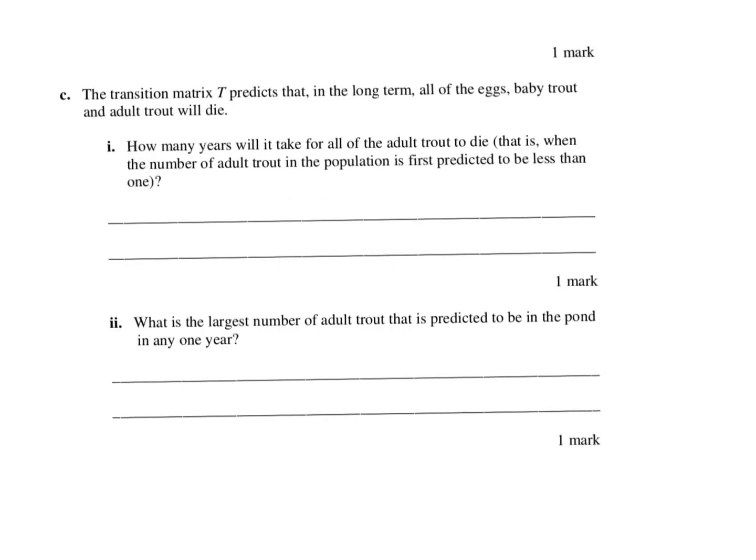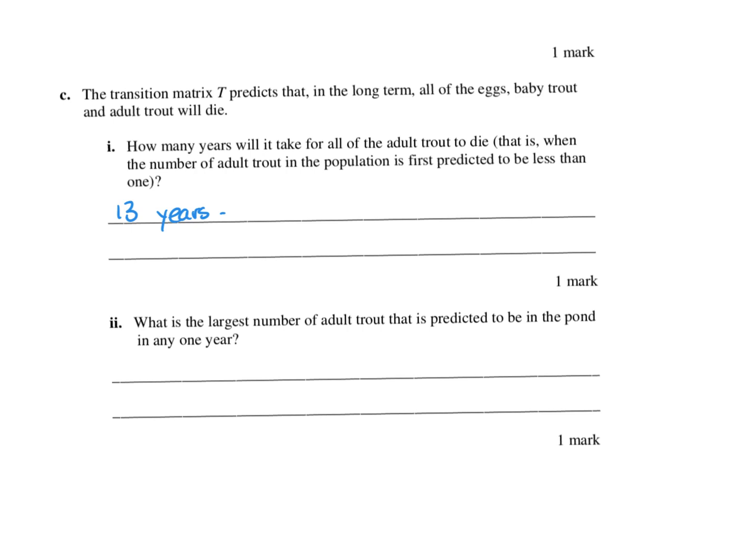Okay, the transition predicts that in the long term, all of the eggs and baby trout and adult trout will die. How many years will it take for the adult trout to die out? So that is, when will the number of adult trout in the population first be predicted to be 0? So you were already up to 4. You just had to keep going, and you find out that it's 13 years.